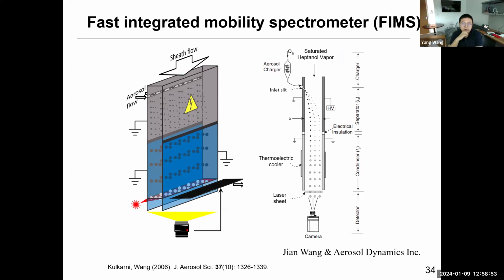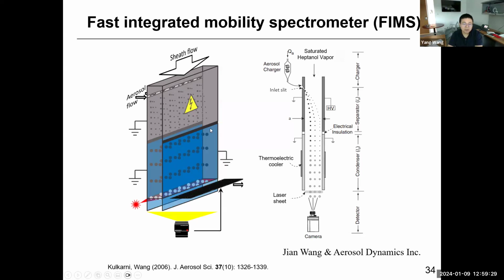During my postdoc research at Brookhaven National Lab, I worked on an instrument called the Fast Integrated Mobility Spectrometer, which uses CPC mechanisms to count the particles. It's similar to the DMA, except that now you have two parallel plates, and one plate is connected to the ground, the other plate is connected to the high voltage. The particles are introduced into the gap between these two plates. Smaller particles move faster towards the charged electrode. Larger particles move slower along the grounded electrode.